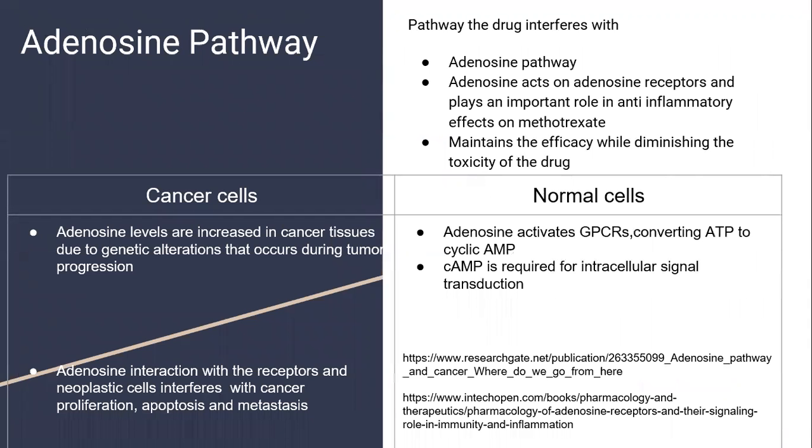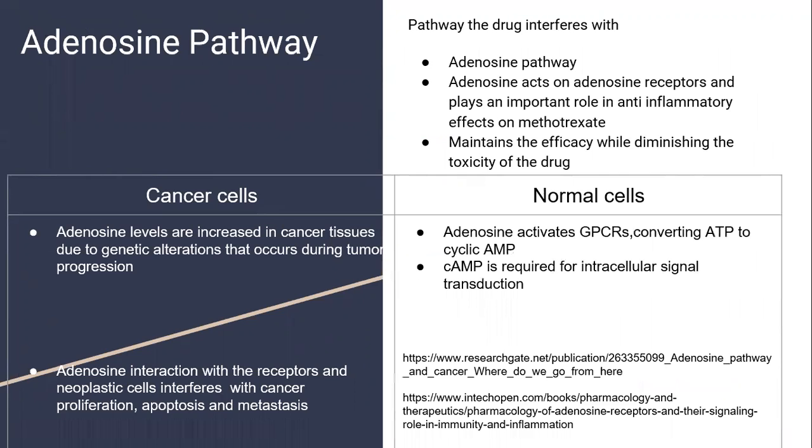Methotrexate interferes with the endozyme pathway. In this pathway, endozyme acts on endozyme receptors, and it plays an important role in the anti-inflammatory effects of methotrexate. This pathway is associated with methotrexate and helps maintain the efficiency while it diminishes toxicity of the drug.